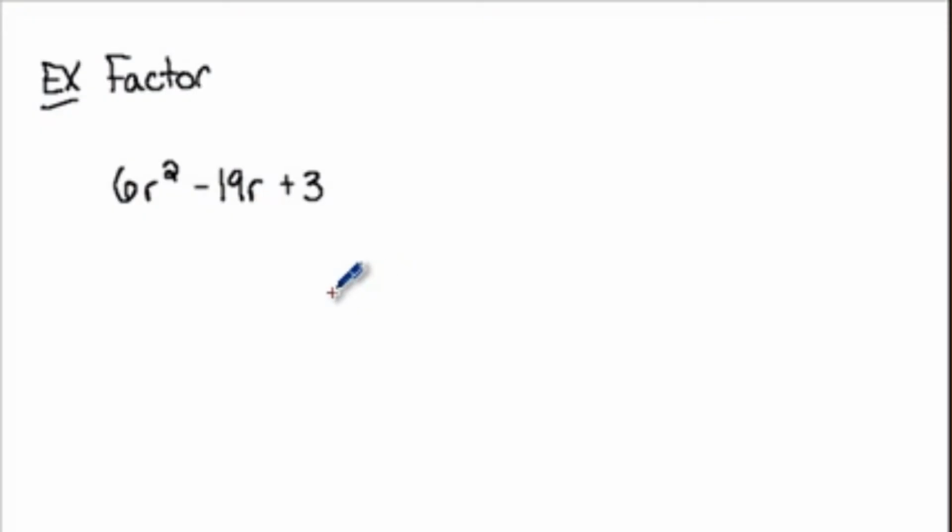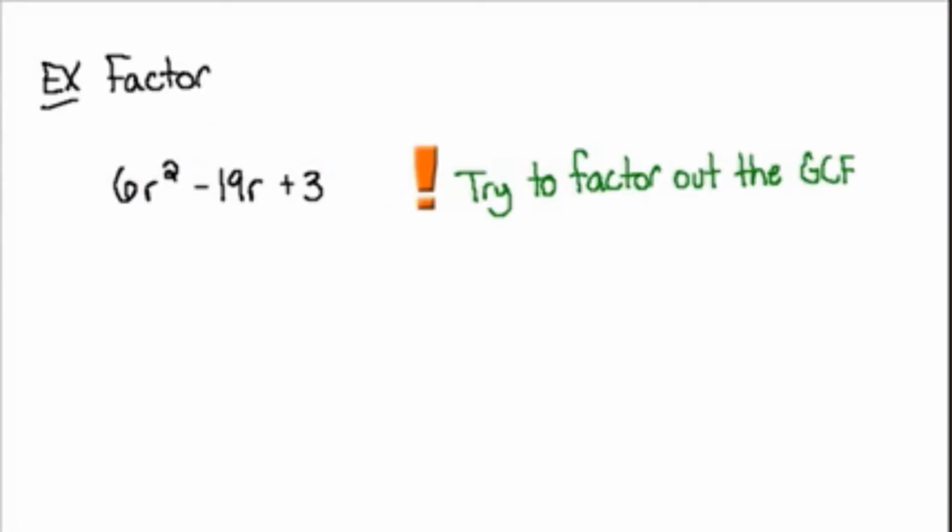Okay, in this question, we're being asked to factor 6r squared minus 19r plus 3. So I first ask, again, is there a GCF, or can I factor out something that's common to all 3 terms? In this case, there's really nothing common to all 3 of those. So now we move on. And hopefully, this can be broken apart into the product of 2 binomials. Now, sometimes it cannot, but hopefully this one can.